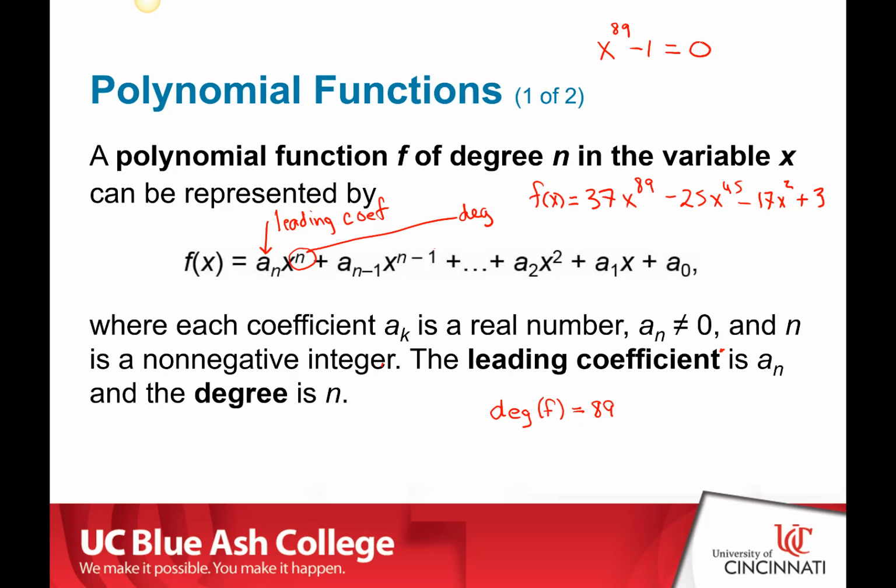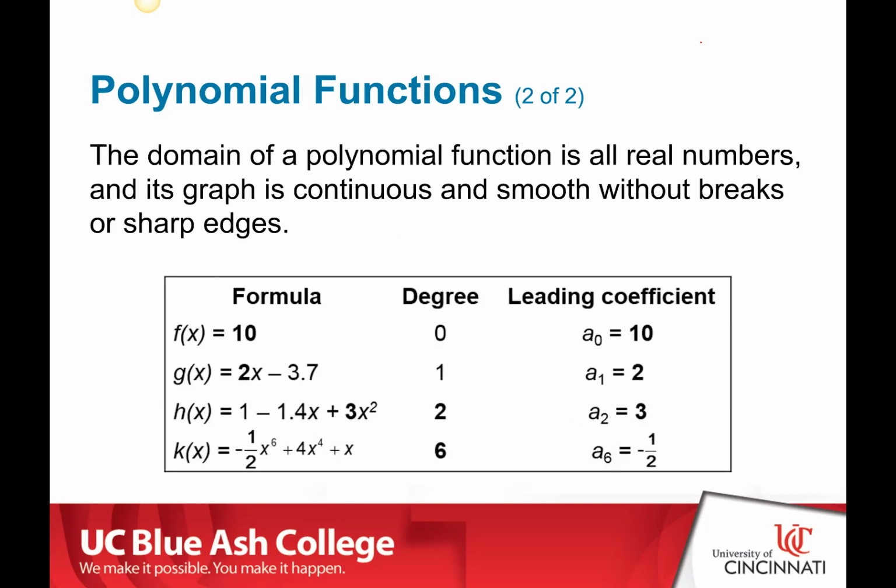What number can you raise to the 89th power, subtract 1, and get 0? 1. Yeah, it's the only number that works there, isn't it? So even though the degree is 89, it says it can have a maximum of 89 solutions, but in reality this just has 1. That's the maximum it could be, but it doesn't mean it has to have that many.